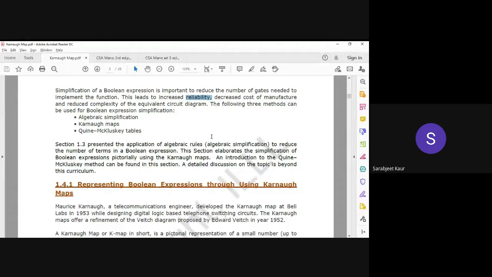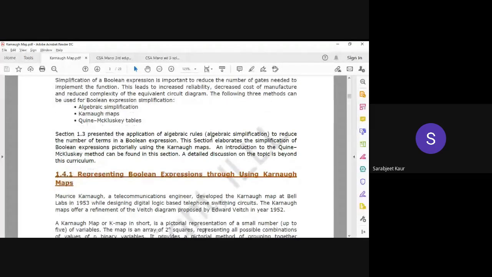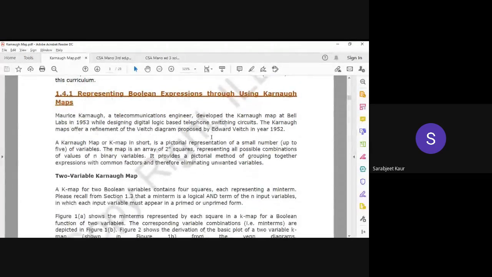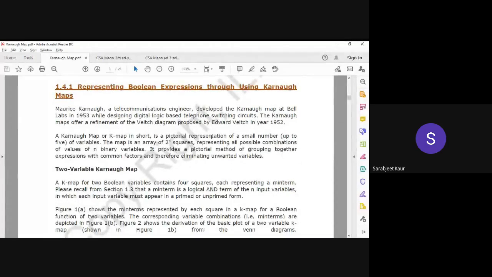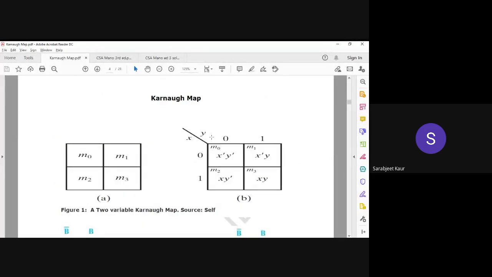Okay, right. So the first thing that we are going to see is how to represent a Boolean expression using a Karnaugh map. But let me first show you what a two variable Karnaugh map looks like. Please see your screen. This is how a two variable Karnaugh map looks.